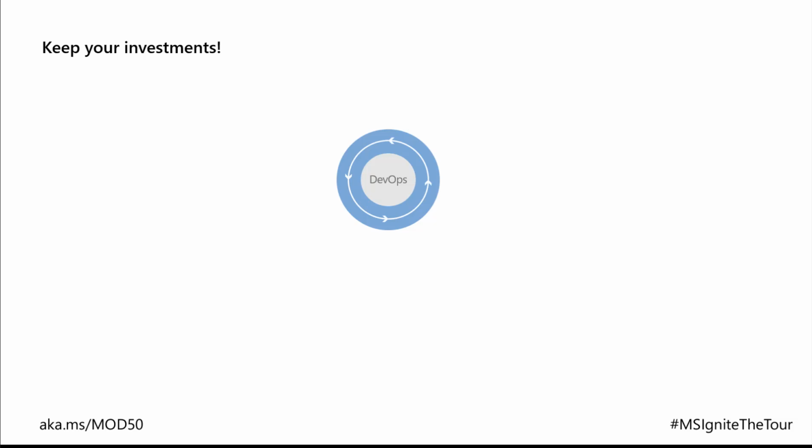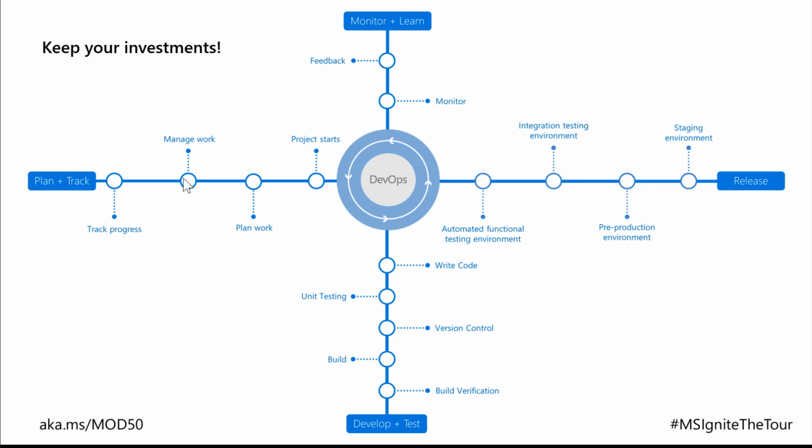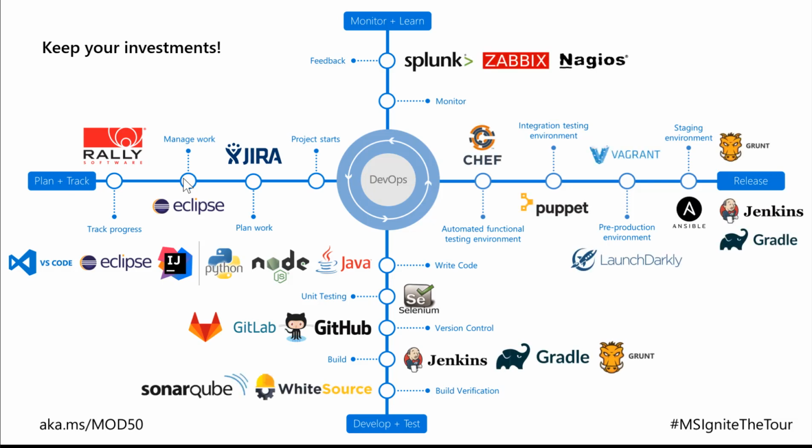I mentioned before you can keep your investments, and I asked you guys how many people are using Jenkins, but here's a good example. These are the 4 phases that I talked about before: plan and track, development, test, release, and monitor and learn. And some of you are probably working with a lot of these products already. As I mentioned before, you're able to keep your investment in these products because we work closely with pretty much all of them. And we've been doing a lot of interesting things with them in terms of integration, in terms of making sure that if it runs on Azure, it runs the best on Azure.